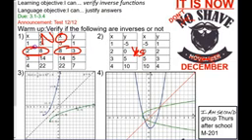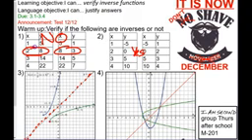So, on number 3, how do you tell if 2 graphs are inverse? Well, first of all, they're going to be symmetrical across this diagonal line. So everyone see this diagonal line right here? Now, does it look like it's symmetrical across that line? Looks like it. But the way you check for sure, watch this.